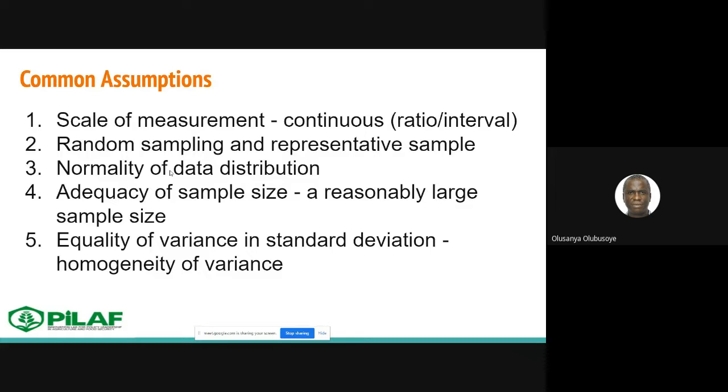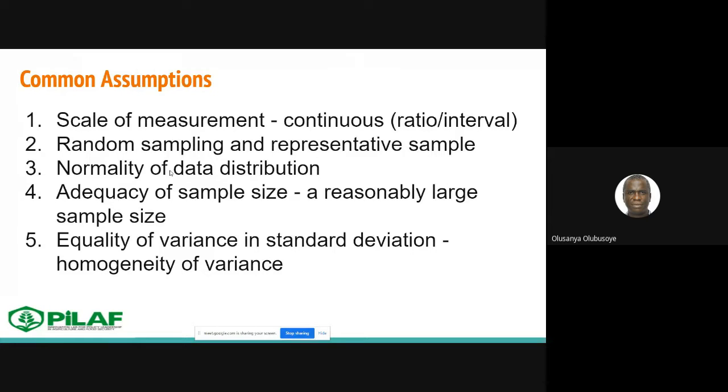So any categorical data, like state of origin, you cannot use a t-test or z-test on them. So the first check you need to carry out is to ask yourself, is this variable measured? Is it measured on a continuous scale? If the answer is yes, then you can use the t or z test.